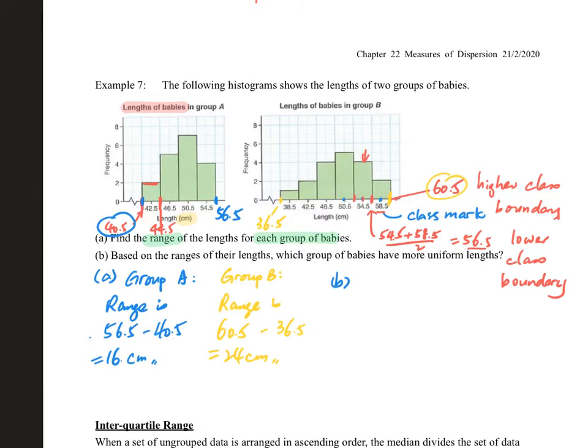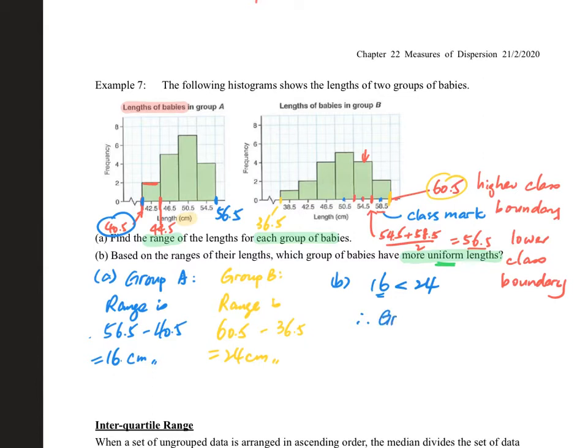Finally, we try to see the follow-up question in part B. Normally it's a comparison of the data, and you will see the question asks for more uniform length. So this time there is another wording. Uniform means less dispersed, more close to the mean, etc. So more uniform means that the range is lower, which is 16 less than 24 in group A. Group A carries a smaller range. So that's why we call group A more uniform.